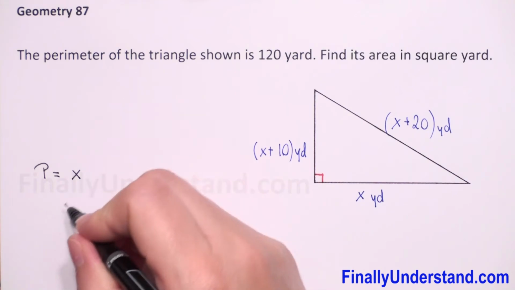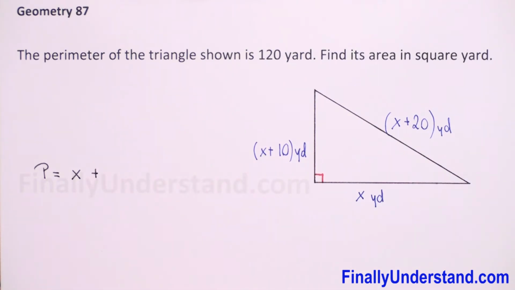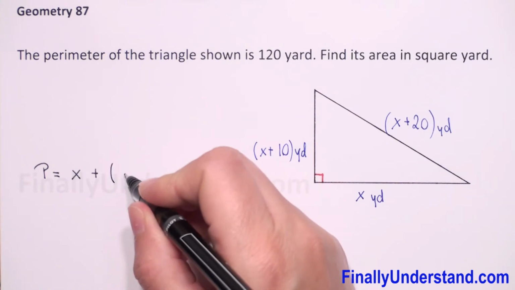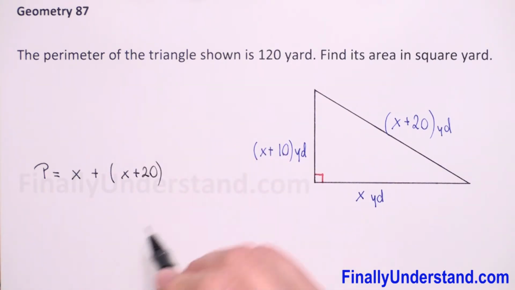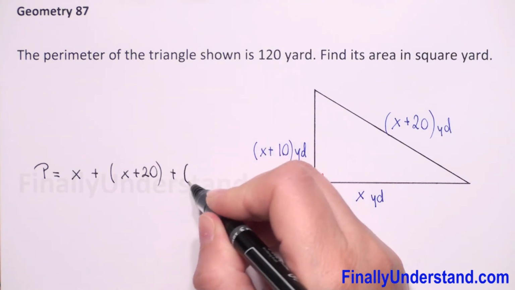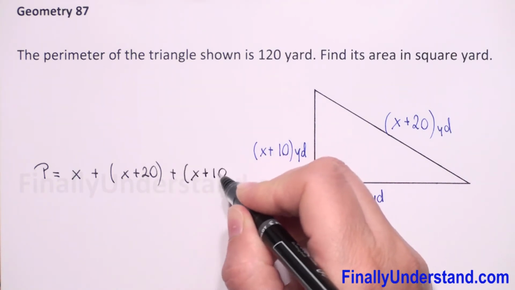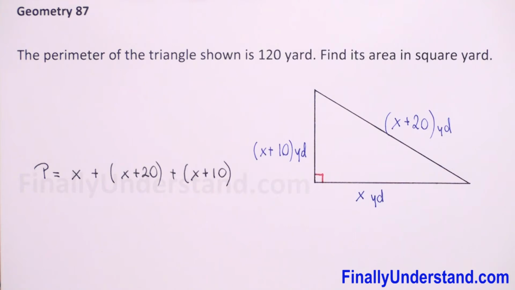x plus, of course, yard. We have to add at the end, plus, next we have x plus 20 yards, and we have plus x plus 10 yards. Now we can substitute perimeter by 120.